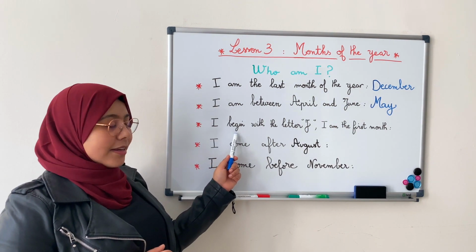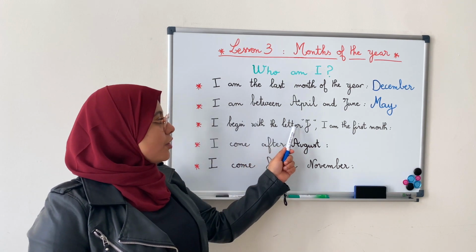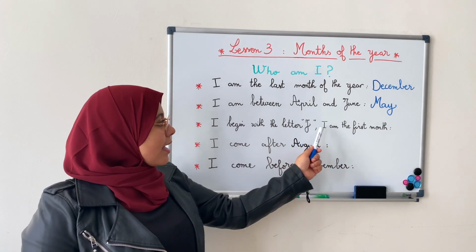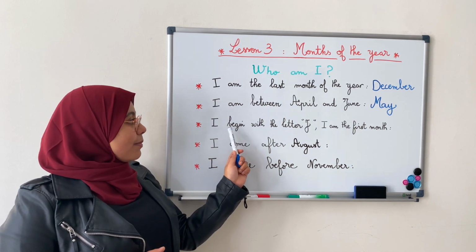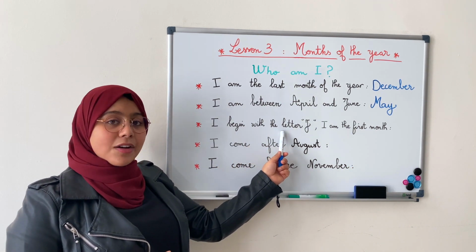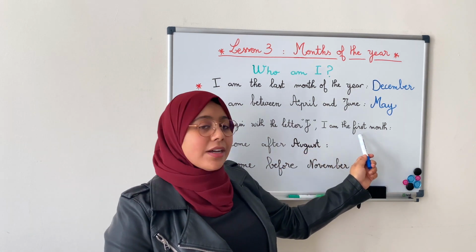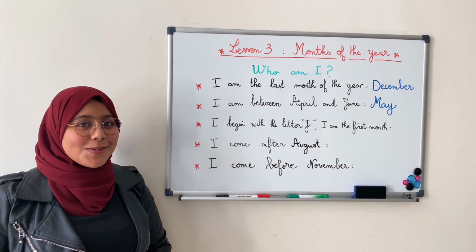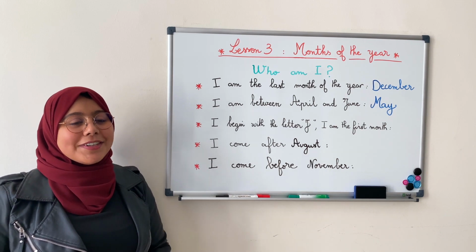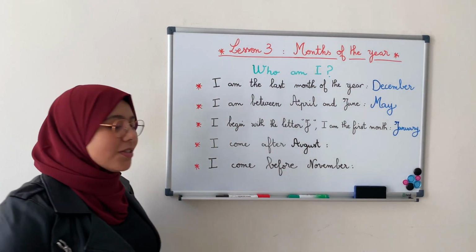I begin with the letter J and I am the first month of the year. That's an easy one, right? This month is January. Great. Let's move on to the next one.